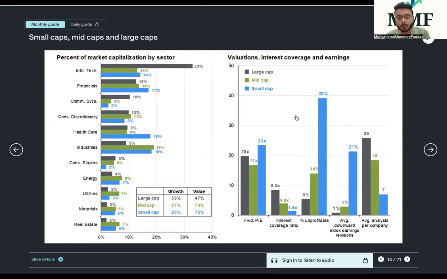And here, if you see, the forward P/E is much more attractive for the mid cap space, standing at 17 times. The small cap trades at 23 times because of high growth in nature, and the large cap stands at 20 times. The interest coverage ratio is maximum for large cap spaces. Maximum small cap companies are unprofitable. Maximum downward revisions are being made in small cap companies, right? The number of analysts per company in the small cap is the least, correct?